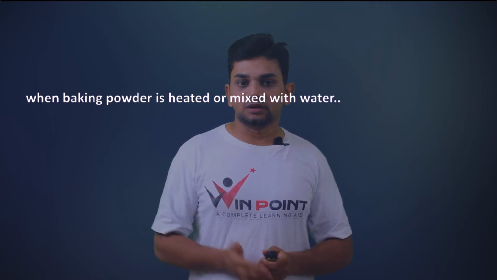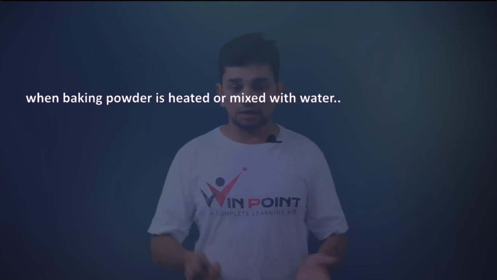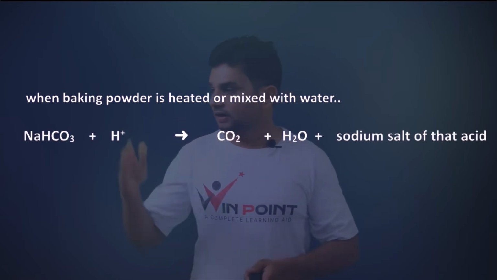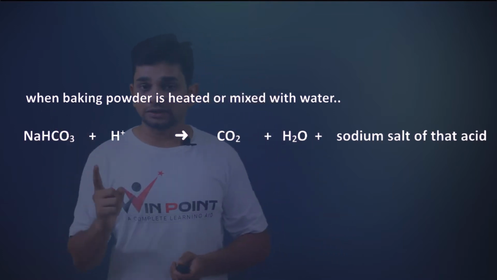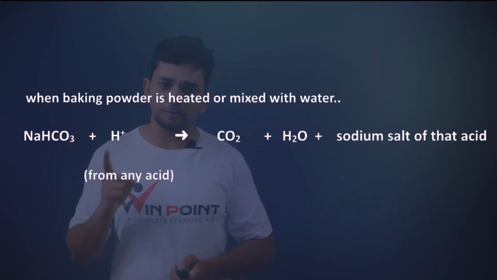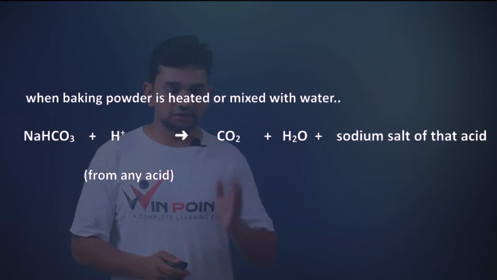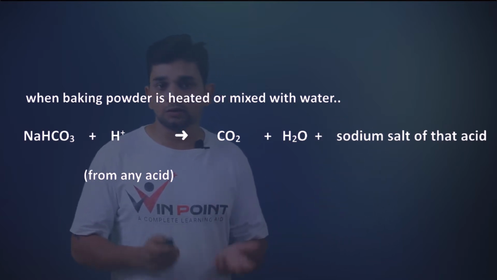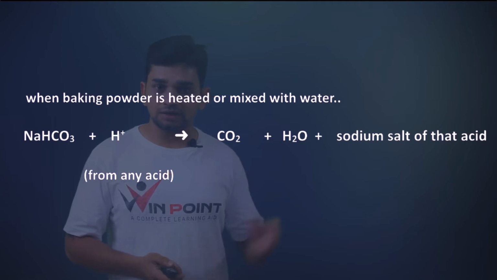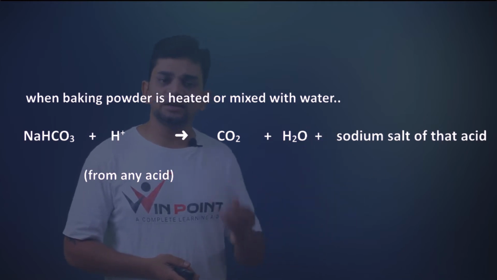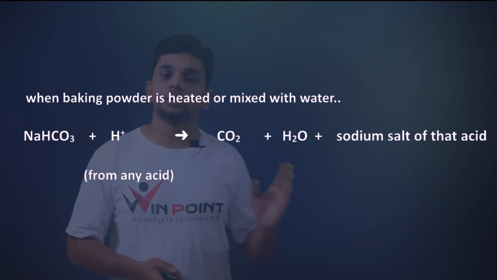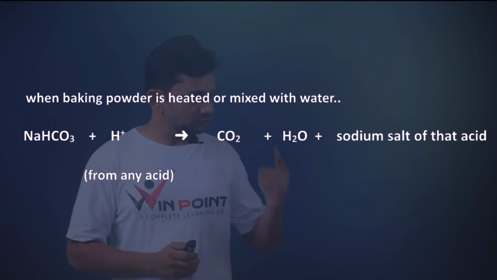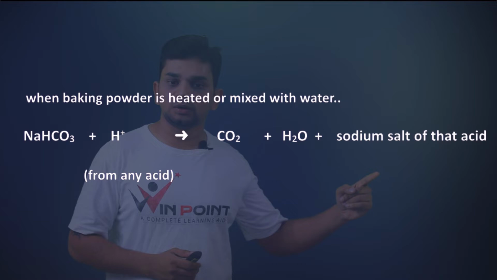When baking powder is heated or mixed with water, just imagine we are heating baking powder or mixing water into baking powder, the following reaction is going to happen. NaHCO3 plus H+. This H+ is from any acid. Usually it will be tartaric acid, and we will get carbon dioxide, water and the sodium salt of that acid. If you are adding tartaric acid, it will be the sodium salt of tartaric acid, right? Whichever acid we add, we will get the sodium salt of that acid. The reaction is NaHCO3 plus H+ gives CO2 plus H2O plus sodium salt of that acid.